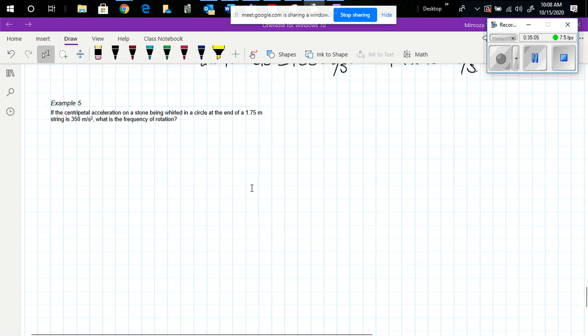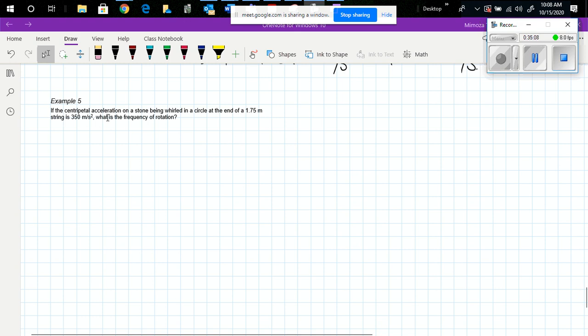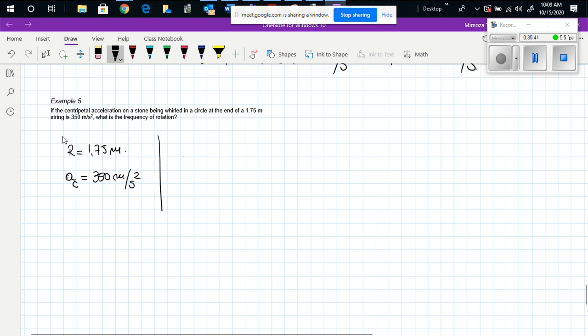Is it clear? Okay, so now we have another example: the centripetal acceleration of a stone being whirled in a circle at the end of a 1.75 meter string is 350 meters per second squared. What is the frequency of the rotation? So what is given here is that the radius of the circle is 1.75 meters, and the acceleration, which is a centripetal acceleration, is 350 meters per second squared. And what they are asking for is the frequency.